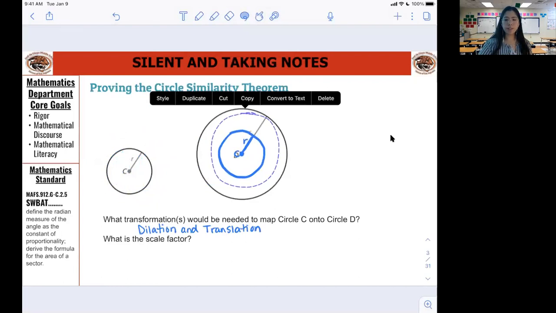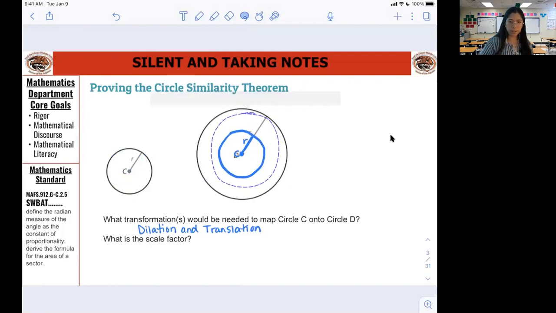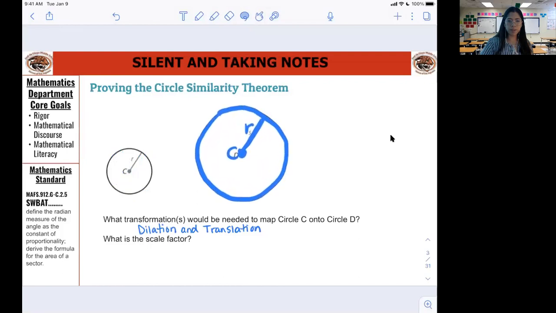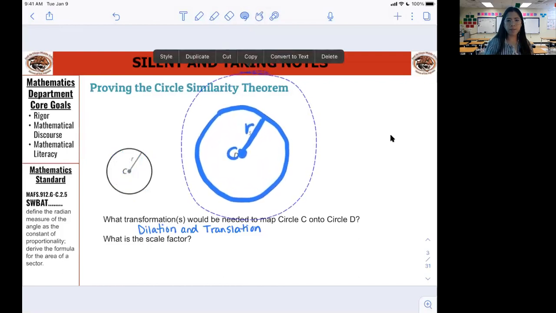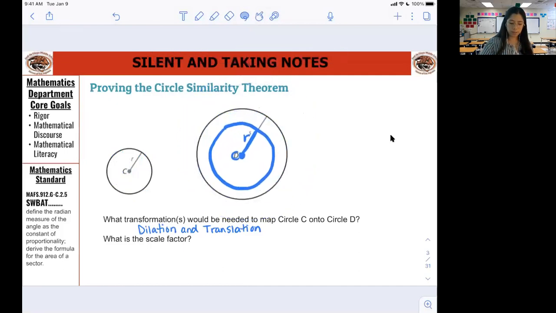The center matches. The center, the place where it is. And then from there, I can dilate it, keeping the same center, until I've got the same circle.